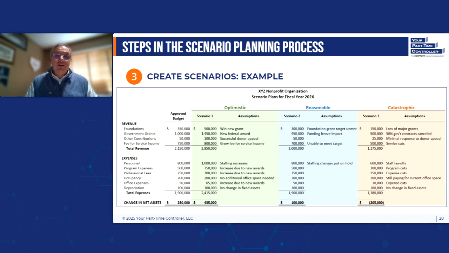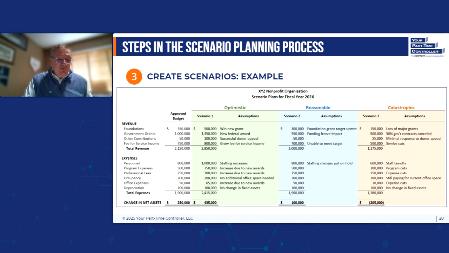And then the third scenario is our catastrophic scenario. This is where not only did we not get the gains, but we lost $1 million in funding. And the reality is we had to cut programs, we had to cut staff, and our change in net assets is negative $205,000, so almost a $500,000 difference. Again, you never want to just show up one day at this catastrophic scenario, but you want to have a game plan in place, because if you're heading towards that, then you can pivot and take action.